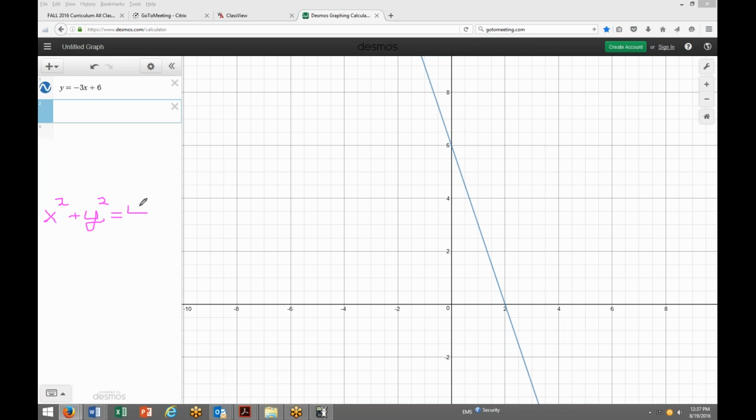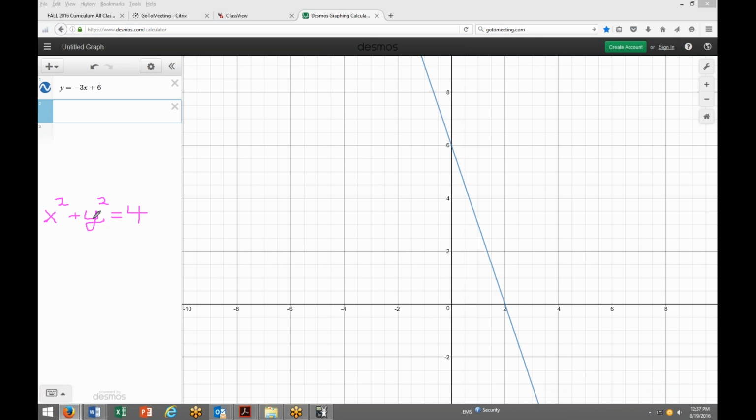equals 4. And some of you will recall an equation in that form where both the variables are squared, added together, and equaling some positive number. That's actually the equation of a circle. The radius of the circle is just the square root of the number on the right, so the square root of 4 is 2. And since there are no numbers being added or subtracted to the x and the y that are being squared, then the center of the circle is the origin, 0, 0, and it has a radius of 2.